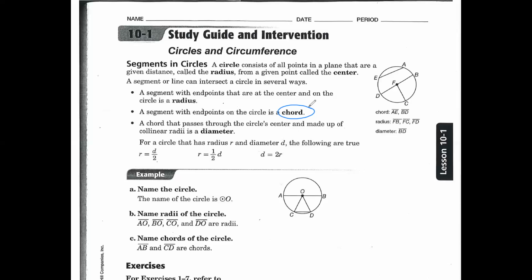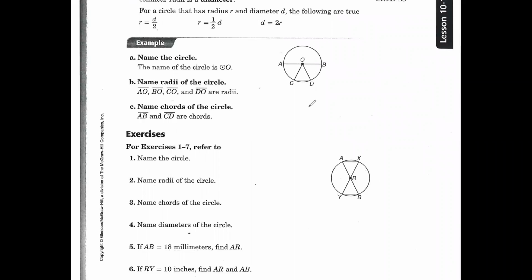Now, down on the bottom of these exercises, again, they're just naming all these different parts. So they're doing a whole lot here today. Name the circle. Well, what's the center of that circle? R. So this is circle R.